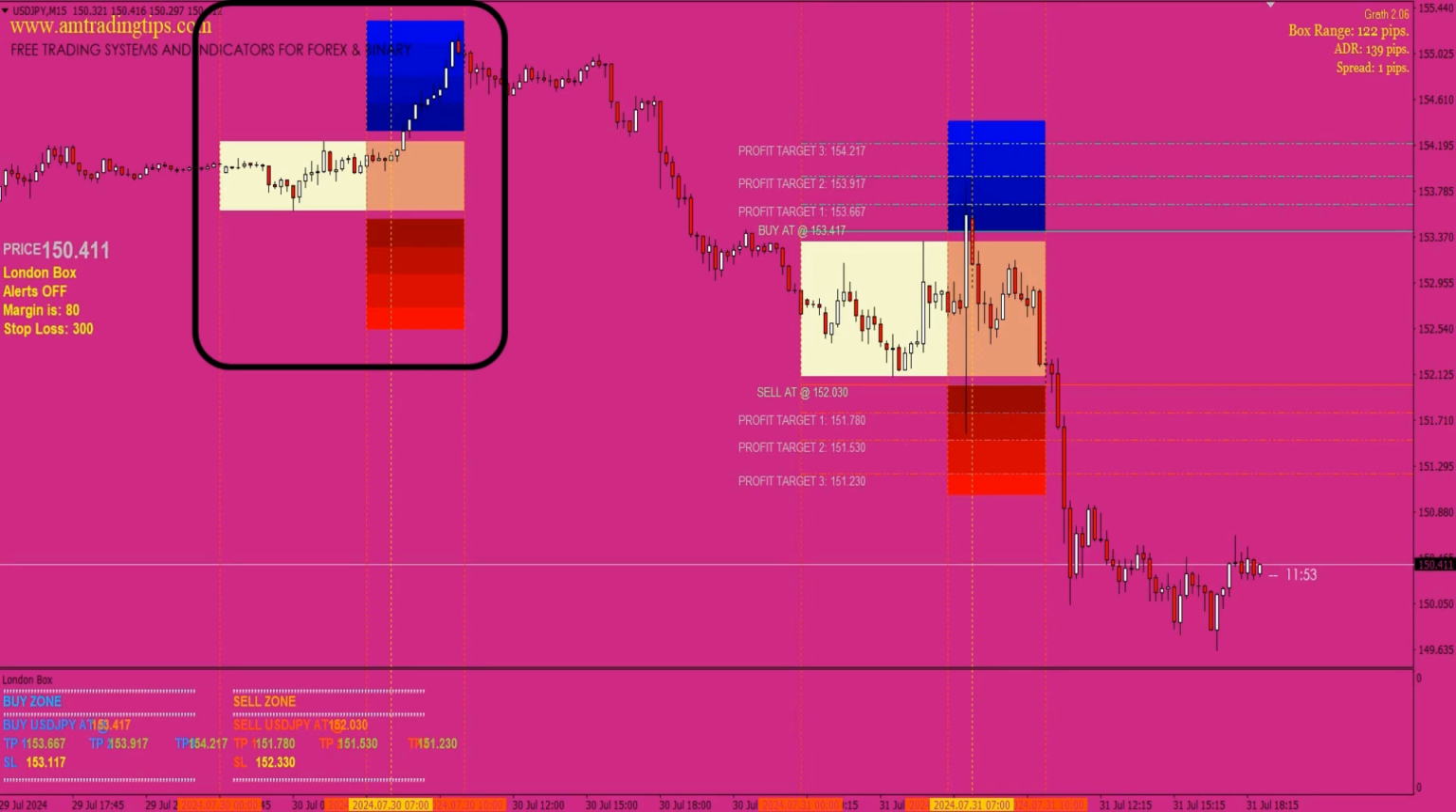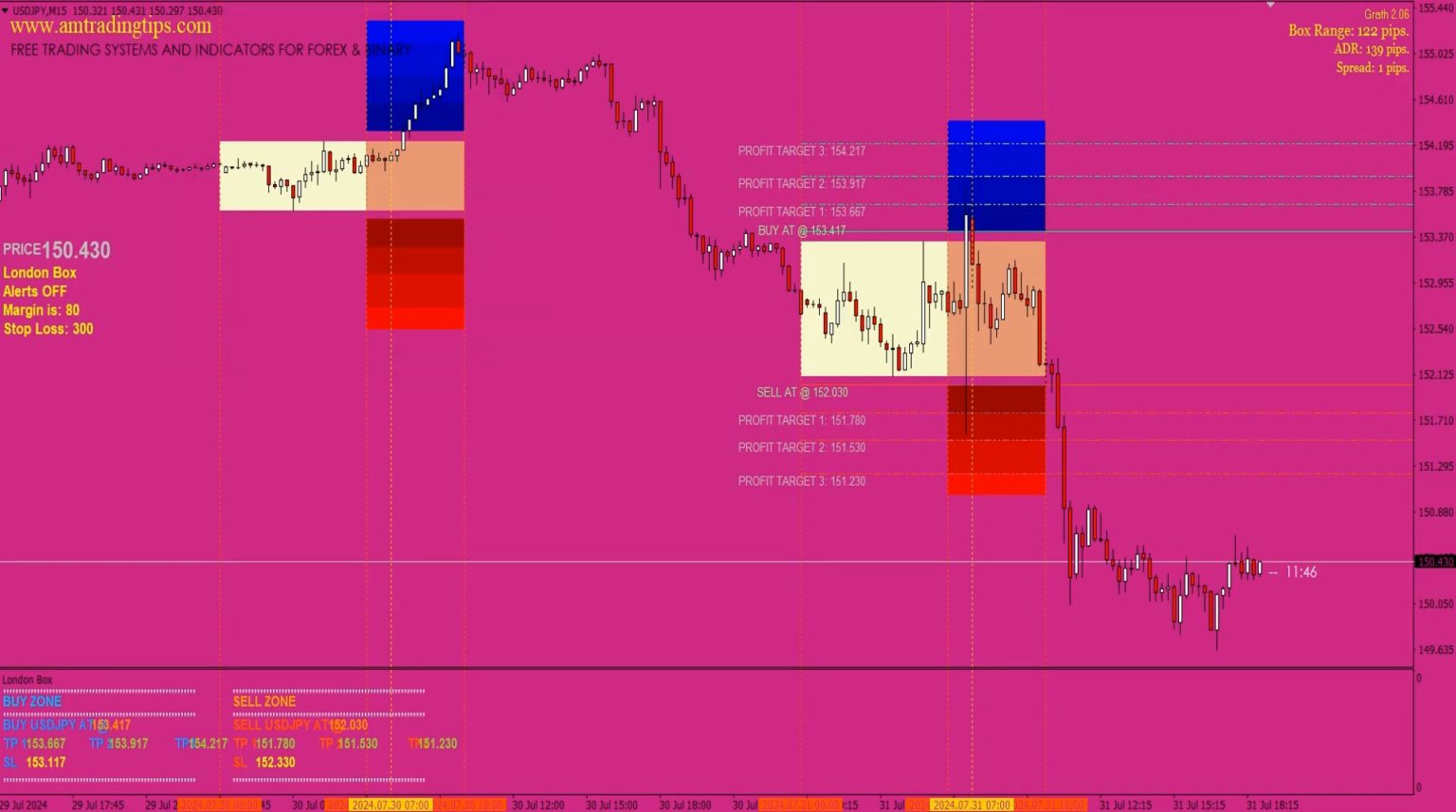Avoid trading during news releases to steer clear of market volatility. This indicator works well in all market sessions. I hope you have understood these trading rules. If not, don't worry. We'll do a live trade here to help you learn. We request you to watch the complete video to better understand the trading process.